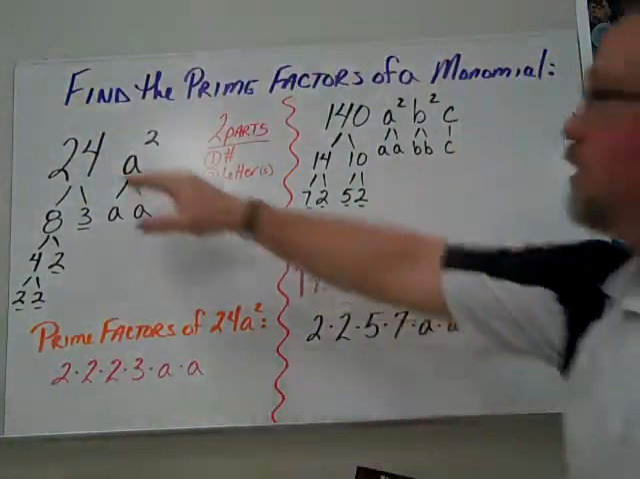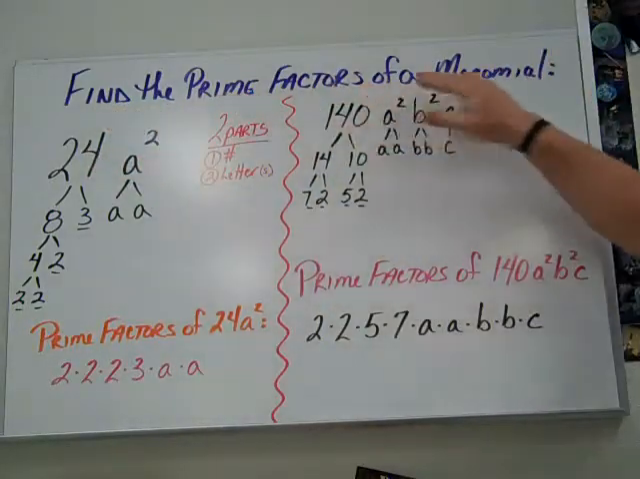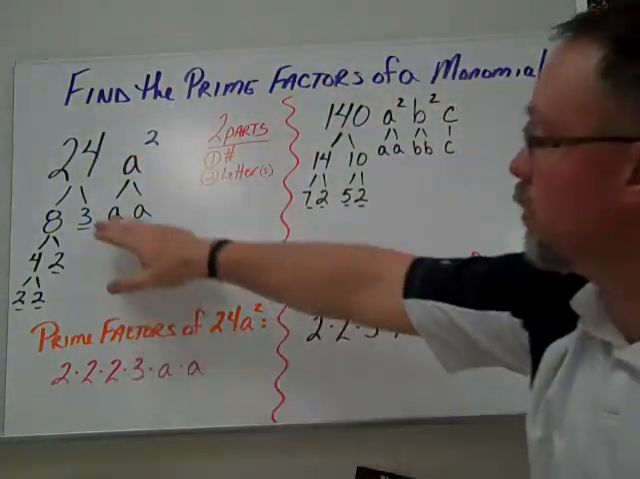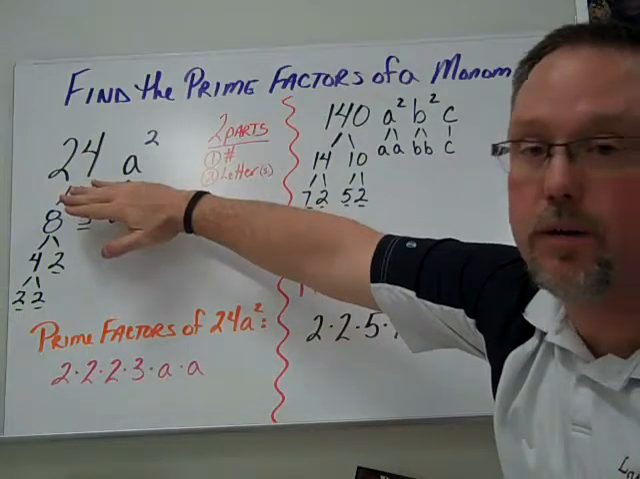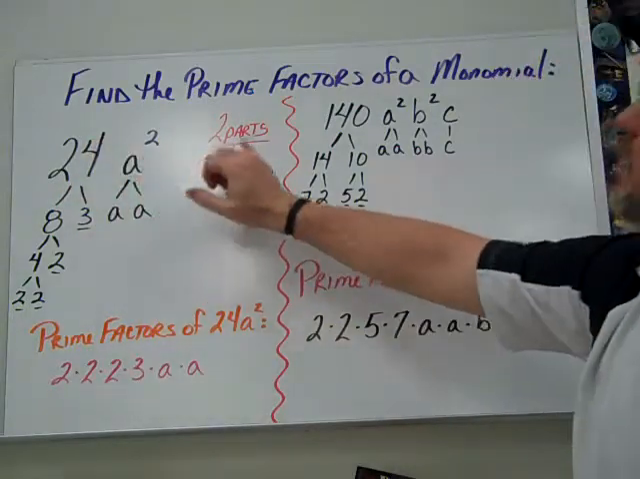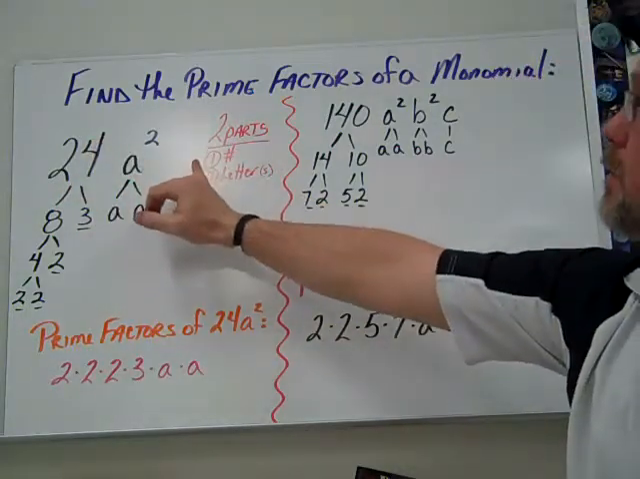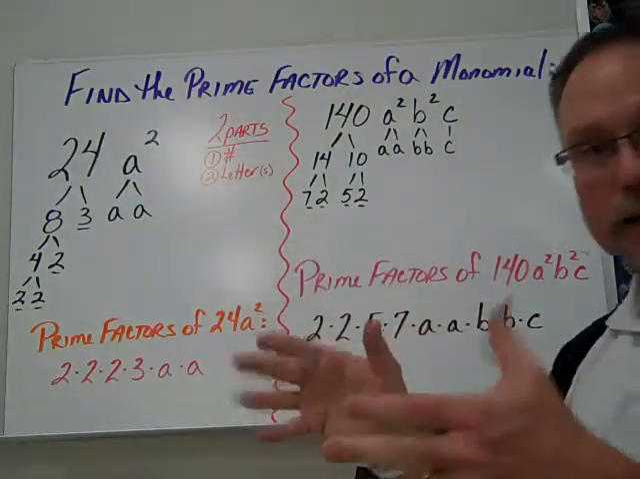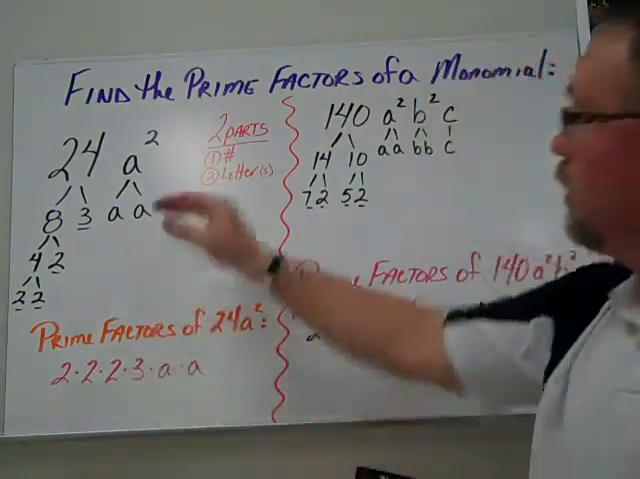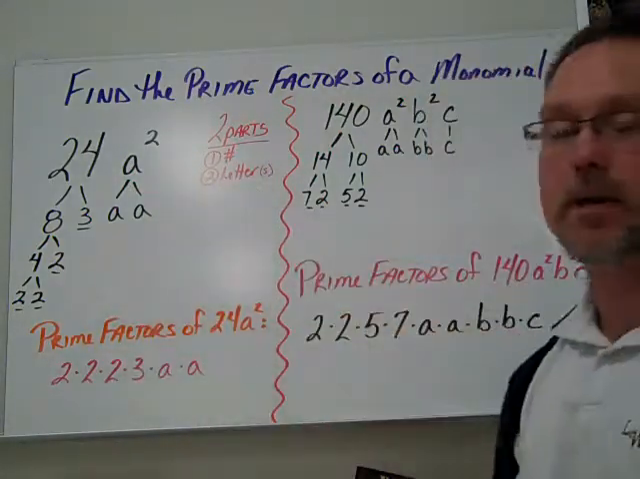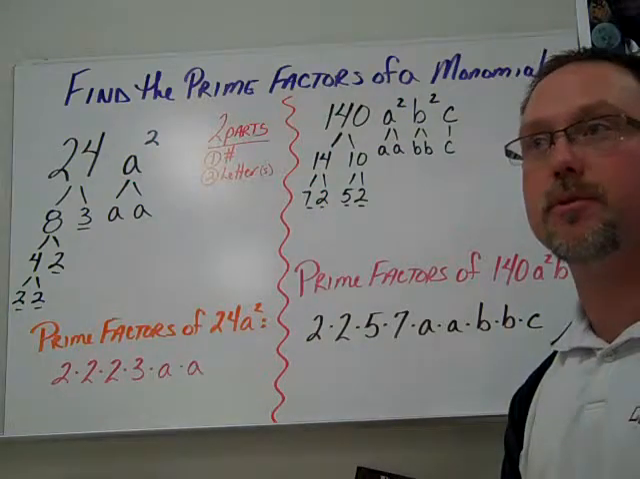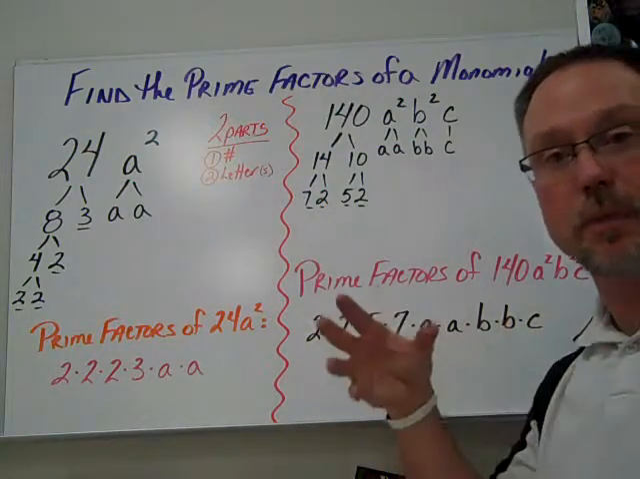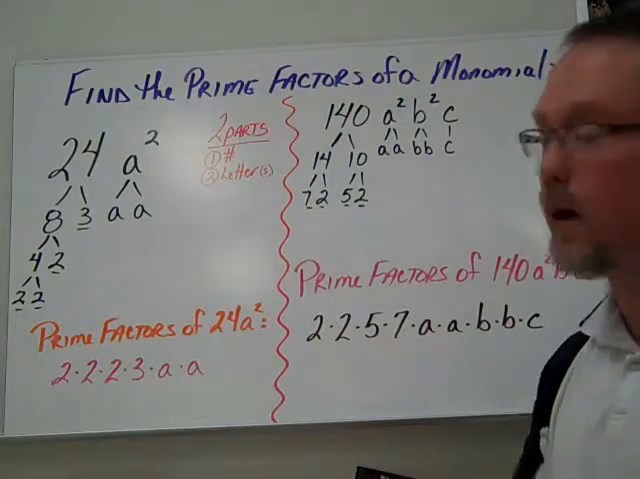So what we're going to do first is find the prime factors of a monomial. We're going to take 24a squared. We're going to do this in two parts. What you would want to do is probably take the number first and break that down like we did in part 1. And then the second is take your letters. That stems from the other section that we did, where we just expand out how many letters we have due to the power.